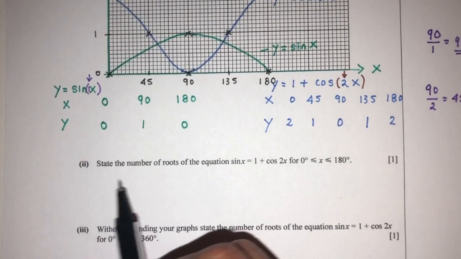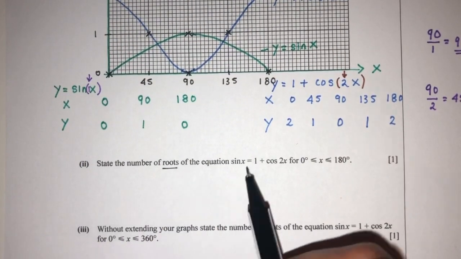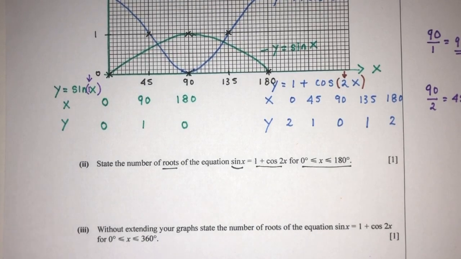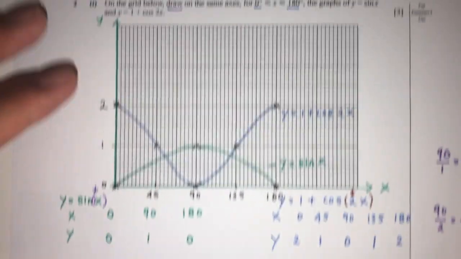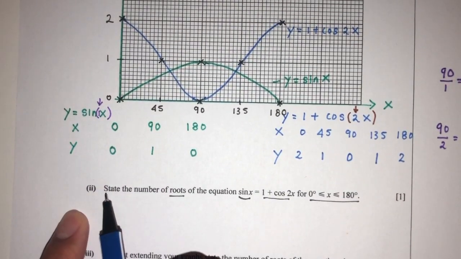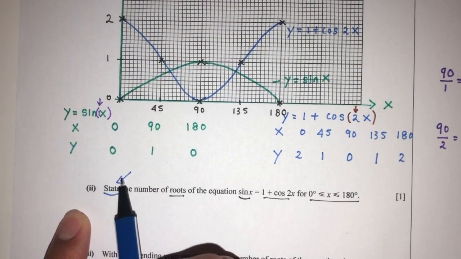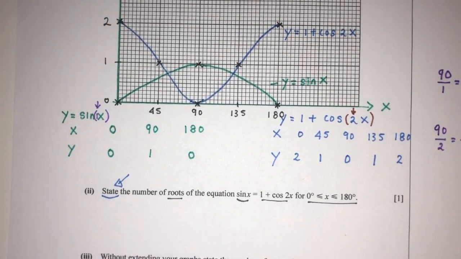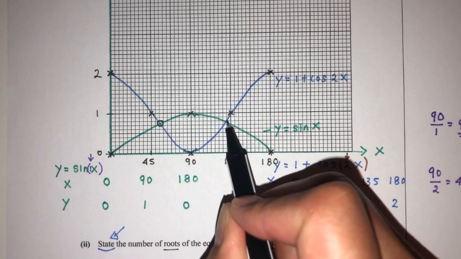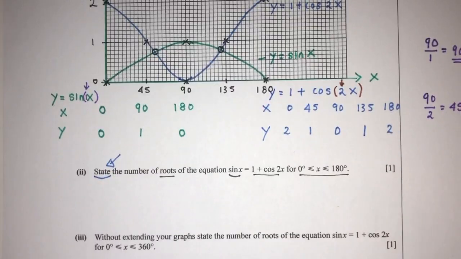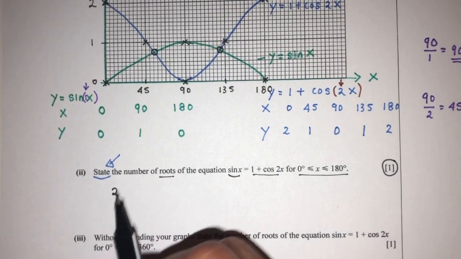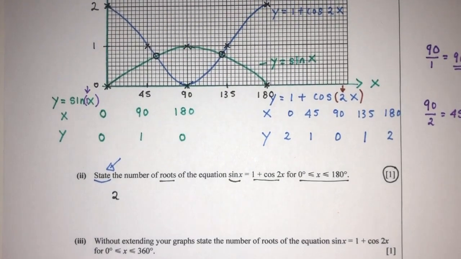So here we have to state the number of roots for this equation, between those two. Now, obviously, because we have drawn this above, you can see here we have state, which means we have to use the above diagram to show how many roots we have. Now you can see we have 2 points of intersection right here. So it means that we have 2 solutions. Should be pretty easy. State, only 1 mark, means we have 2 solutions based on the diagram.